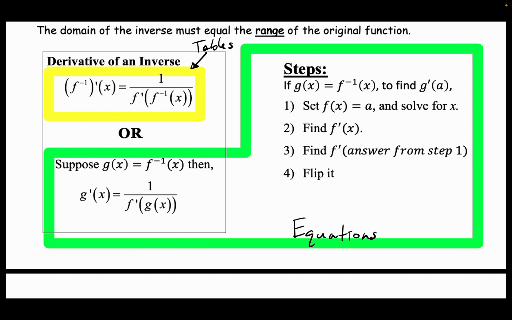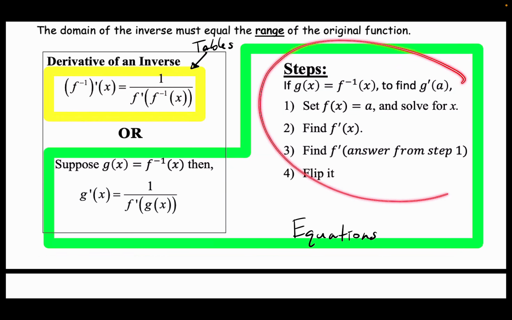So this is your steps on how to find derivatives of an inverse. Okay? So we'll use those steps, the ones that say steps, when they give us an equation. Or we'll use this formula kind of thing when they give us a table. Okay? So we're going to go through on the back page. We're going to do an example, and we'll decide which one we need to use, green or yellow.